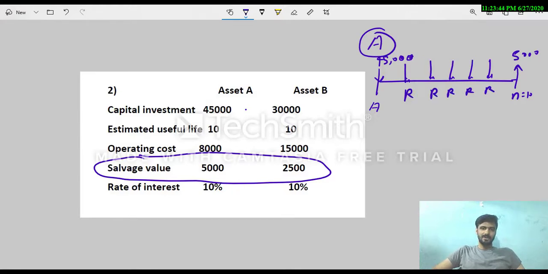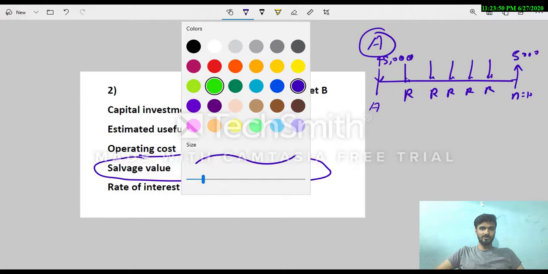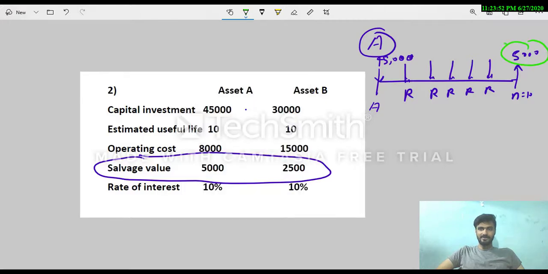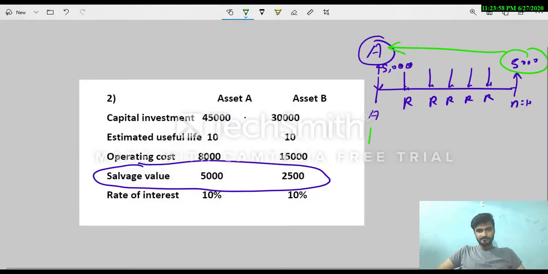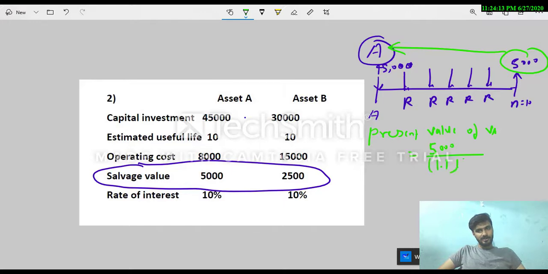Now what will happen? You have to calculate the present value of this salvage value, because the actual amount of money that you are going to invest matters here. This is 5,000. So the present value of the salvage value is equals to 5,000 upon 1.1 to the power 10, and here you will be getting 1196.96 rupees.